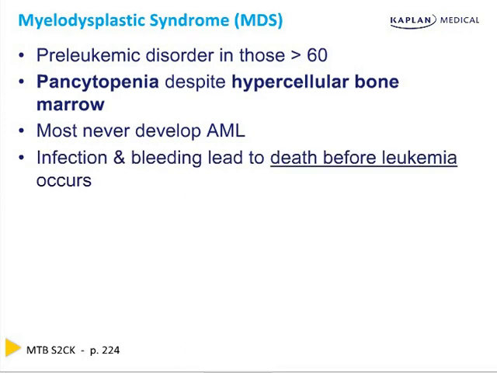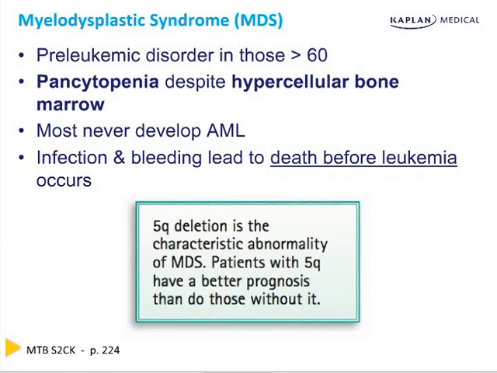Infection and bleeding is the answer to which of the following is the most common cause of death in myelodysplastic syndrome. There is a very important genetic defect called a 5q deletion. This is the most characteristic abnormality of MDS, and patients with 5q actually have a better prognosis than those without it. And that's because there's more to block. But MDS: older person, hypercellular, some go on to AML, most bleed and die of infection before they get there.